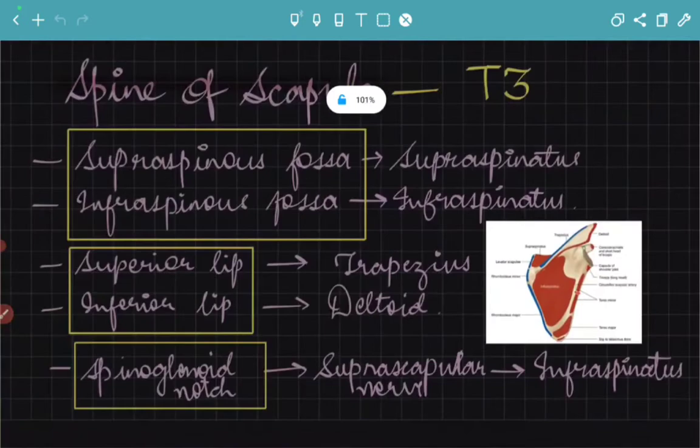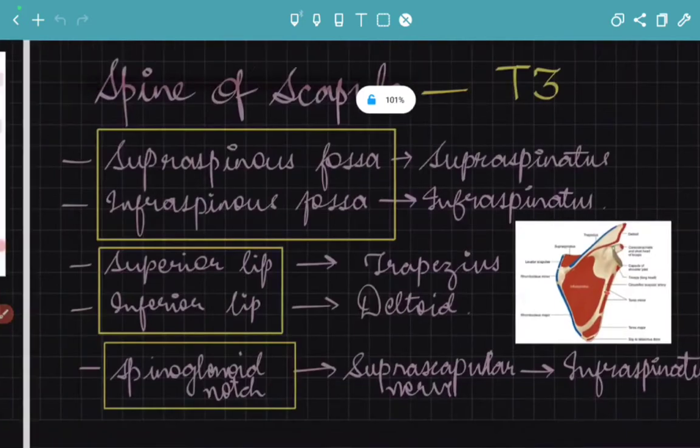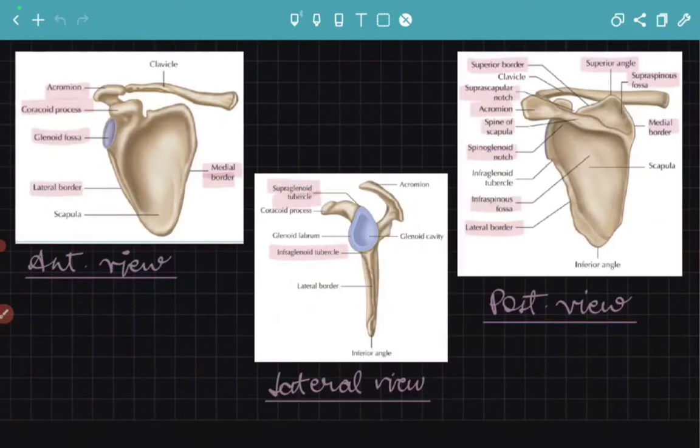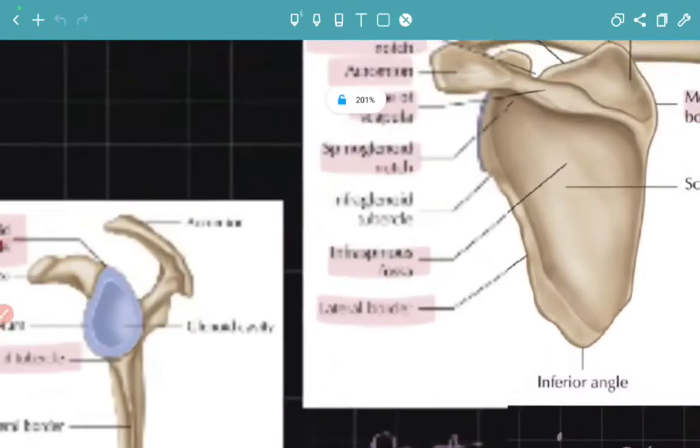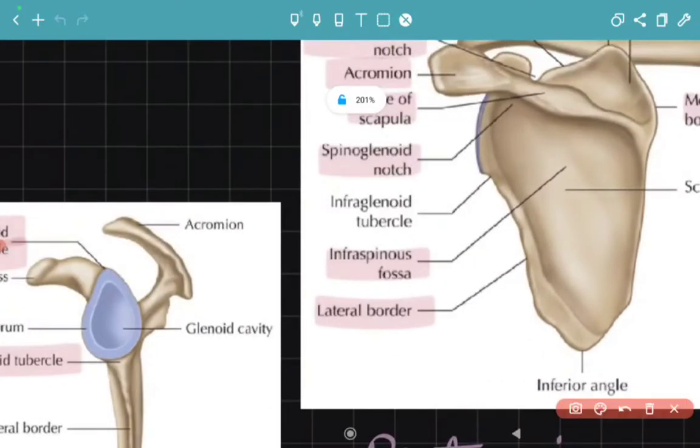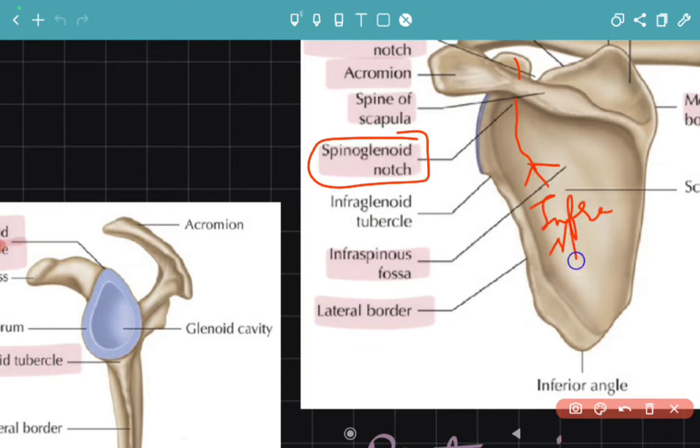Next is the spinoglenoid notch. The spinoglenoid notch can be appreciated well in this diagram, through which the suprascapular nerve passes to supply the infraspinatus muscle.